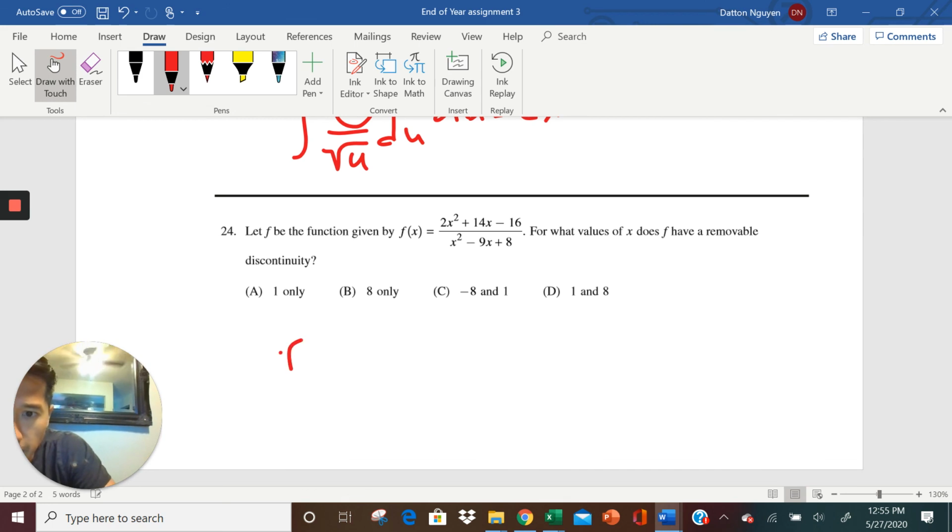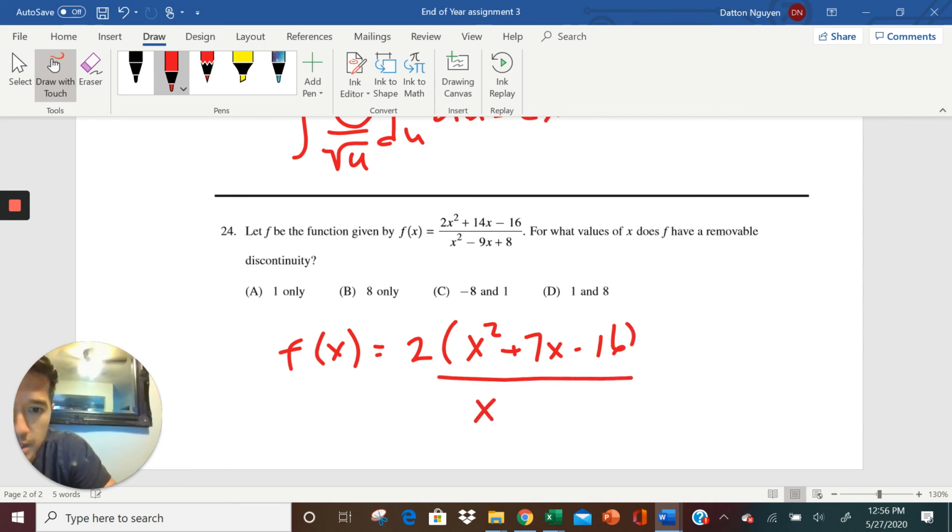So f of x, just to help me out right here, I can factor out 2, so it becomes x squared plus 7x minus 16 on top. At the bottom, this is x squared minus 9x plus 8. You just need to know how to factor. Helping you out with the setup, okay?